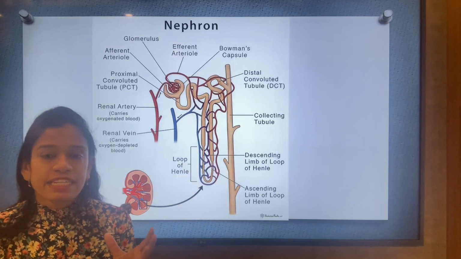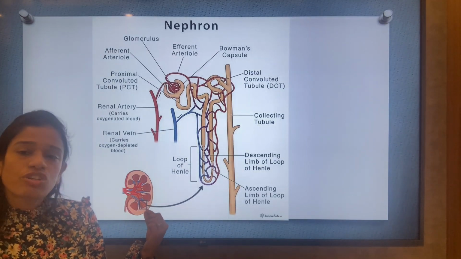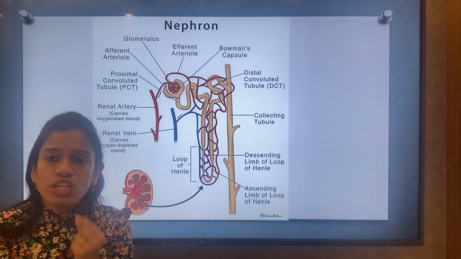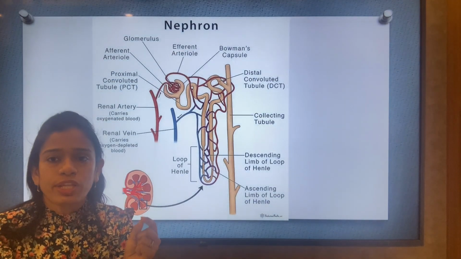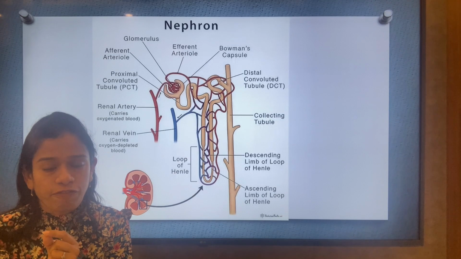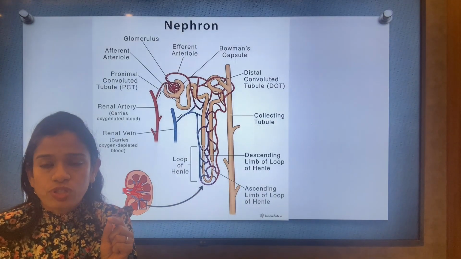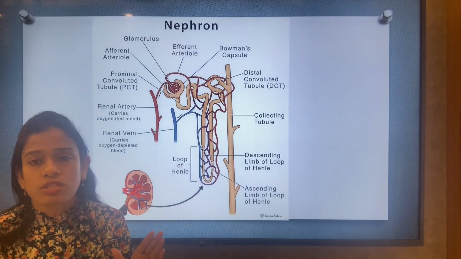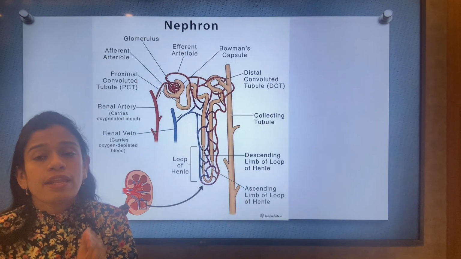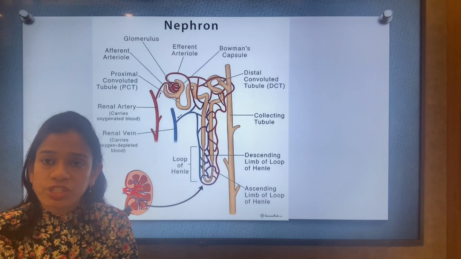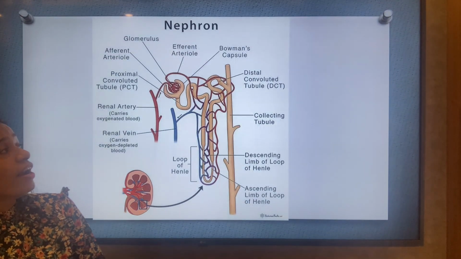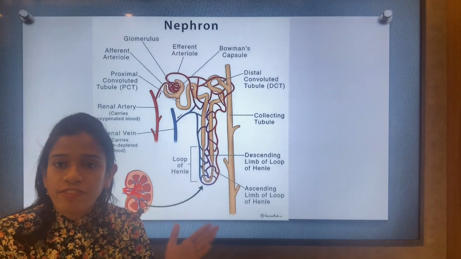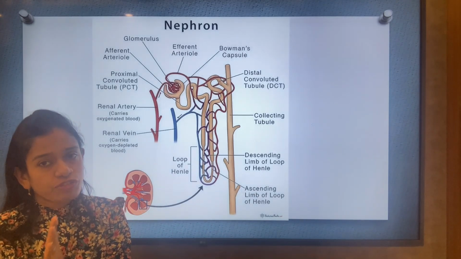So each of these kidneys has innumerable small units known as nephrons. These nephrons are the units of urine formation. Now, how does the process of urine formation take place in the nephron? There are actually three different steps in the formation of urine.